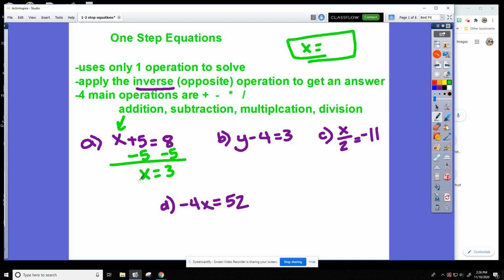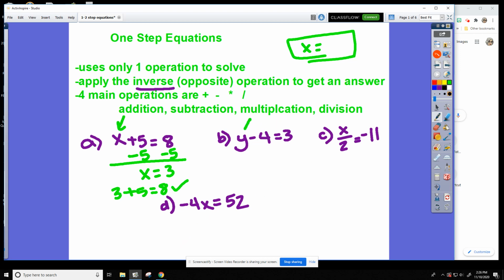You could always check it. You could always check equations. Equations you should never miss because you could always check your answer. So how do I check it? Well, I put the answer where the x is. So I have 3 plus 5 equals 8. Is that true? Yes, that works.